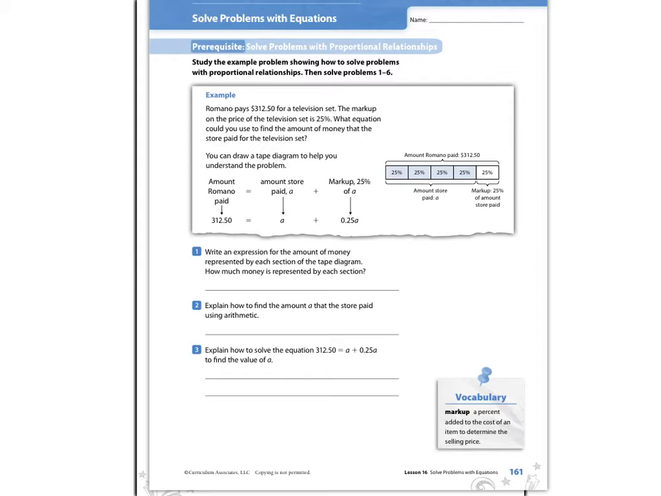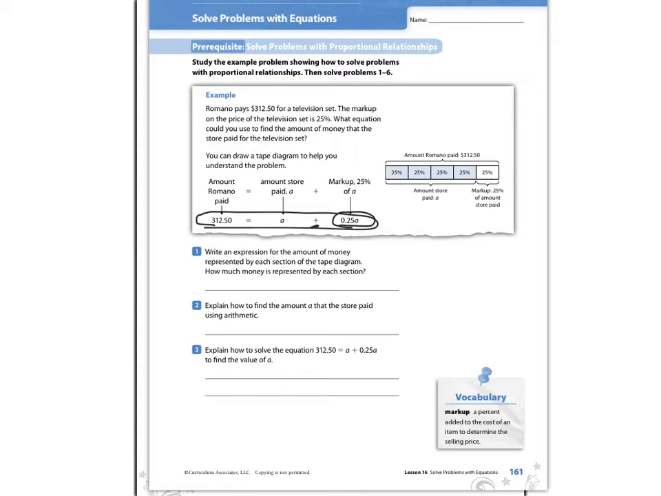If we take a look at number one, if you read the example, it's a $312.50 TV. The markup on the price is 25%. What equation can you use? They wrote us an equation. If we analyze their equation, here's the amount paid. Markup is an additional amount of money, so that is what's being shown by the addition, and the 25% of the cost. That's why we're multiplying 25% times A.